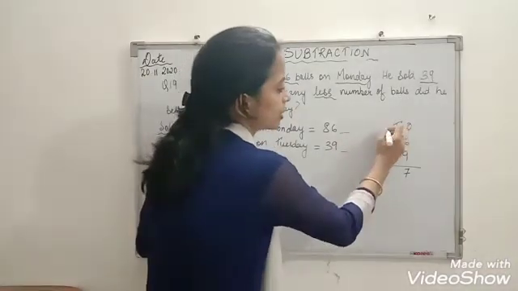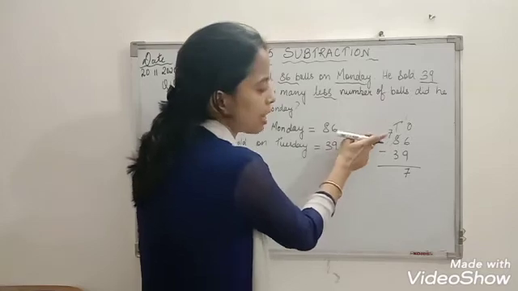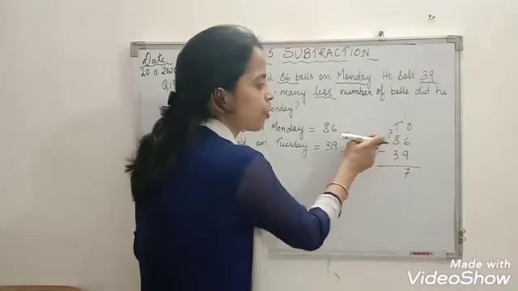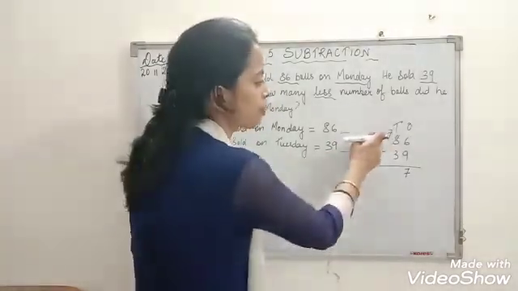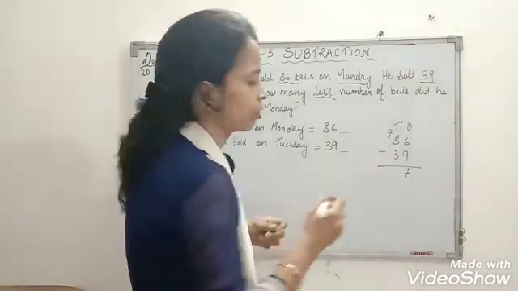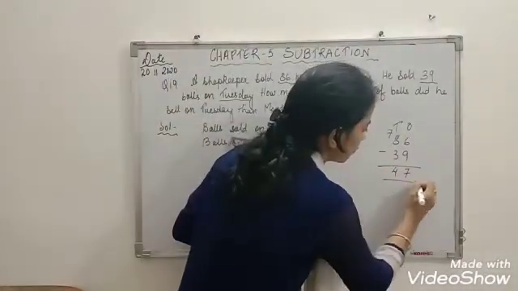Now when you borrow 10 from the tens place, one number becomes less. So it comes 7. Now you subtract 3 from 7. Okay, 7 minus 3. How much? 4, so the answer is 47.